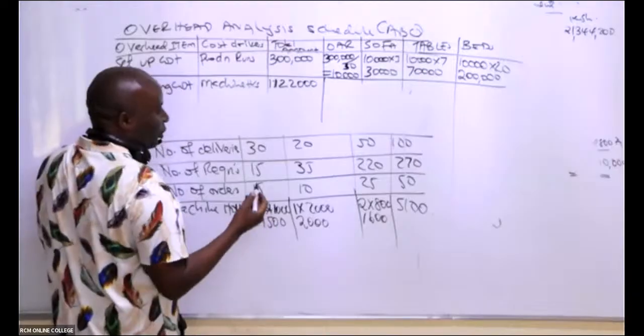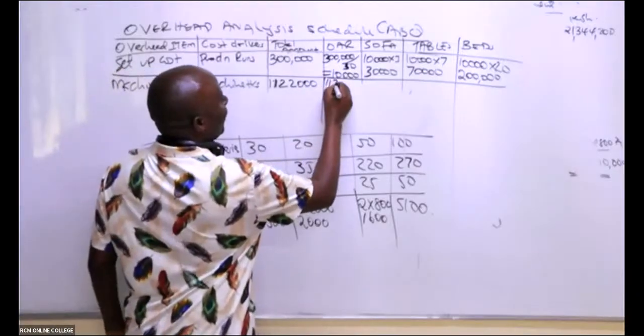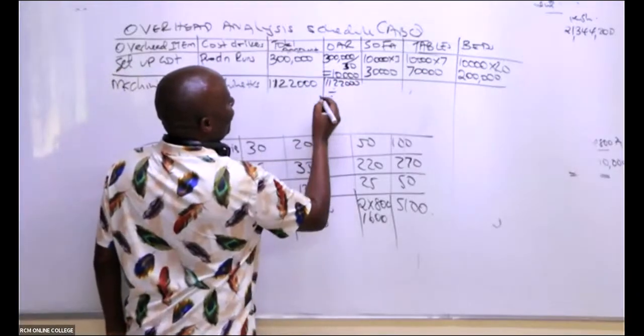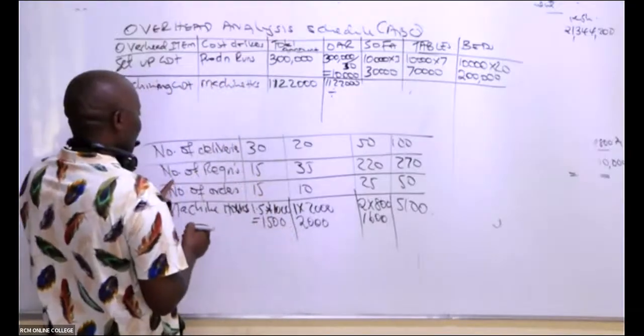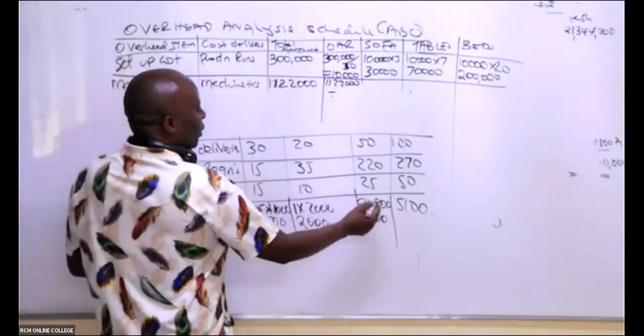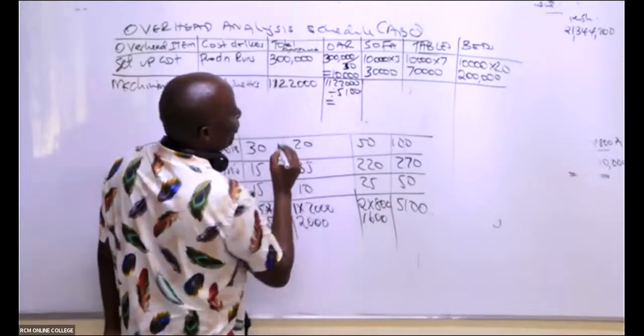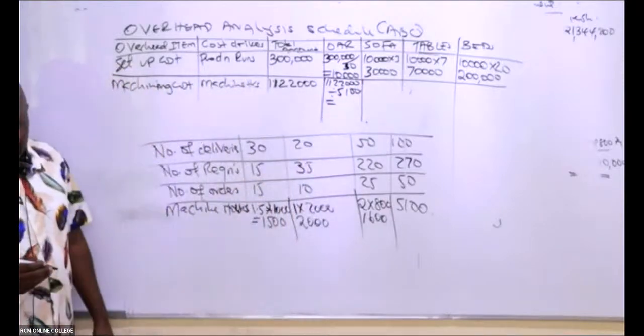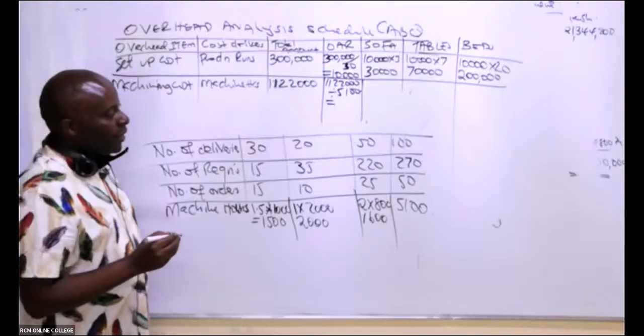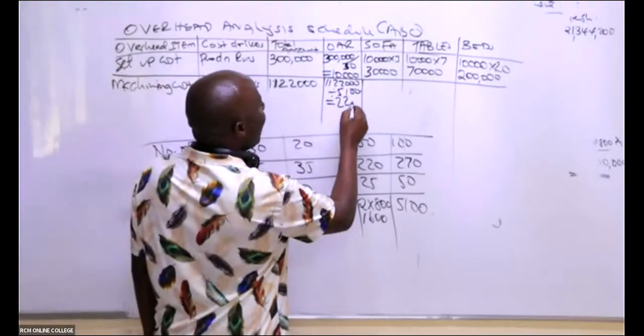So it will be 1,122,000. 1,122,000 divided by machine hours. Fortunately, we have the total machine hours, which are 5,100. So is there somebody who is able to give me this answer? 220. So I'm getting 220.